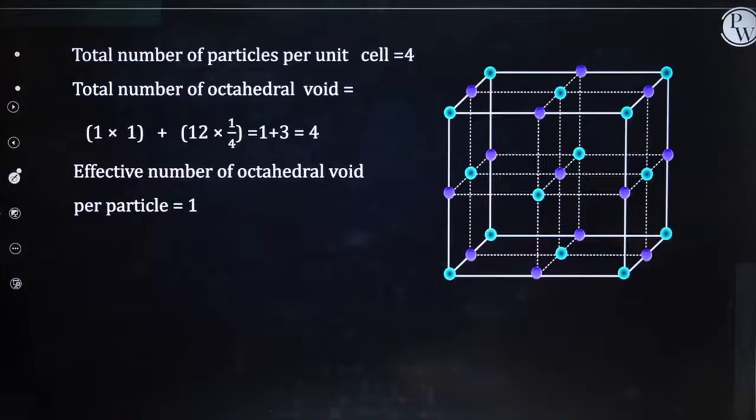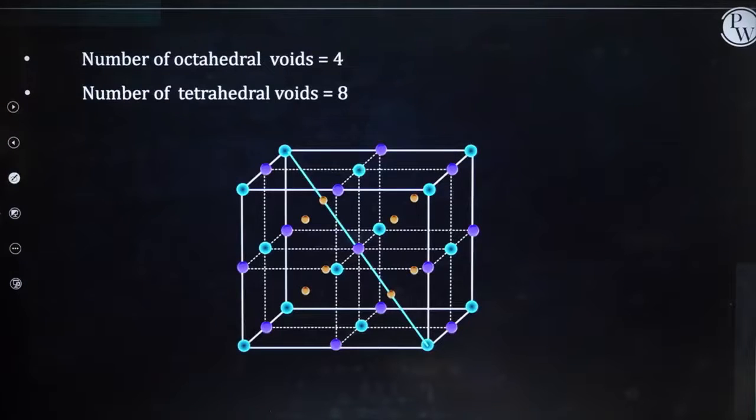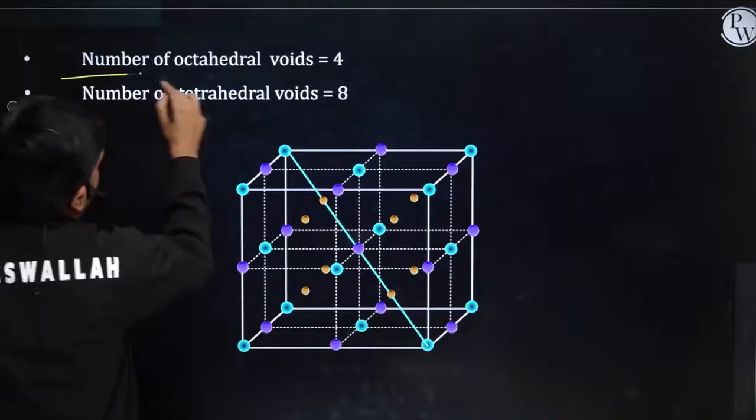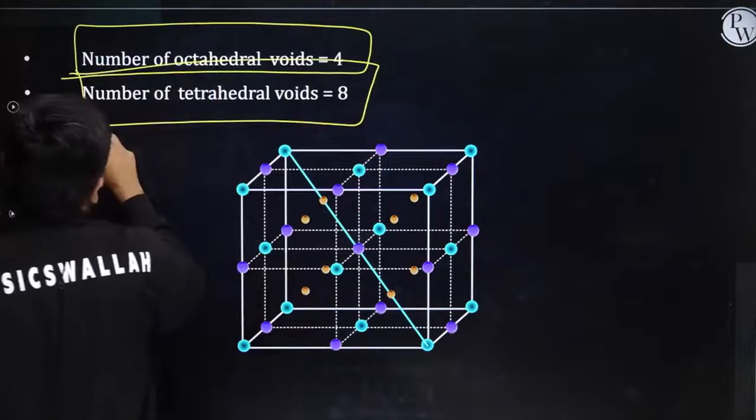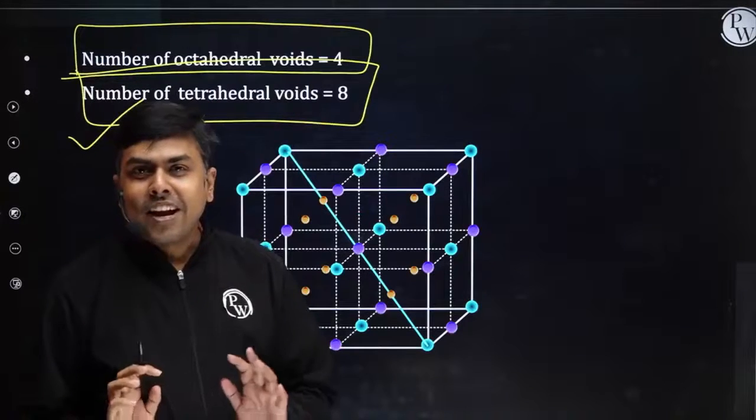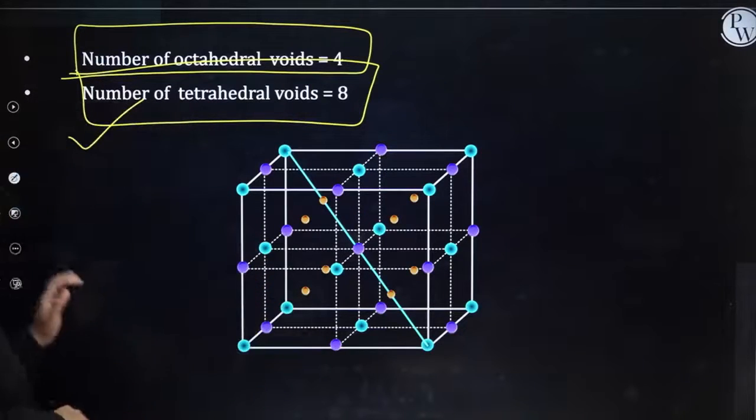All these things we have done, right? Number of octahedral voids is 4. Number of tetrahedral voids is 8, students, right? Let's move ahead.